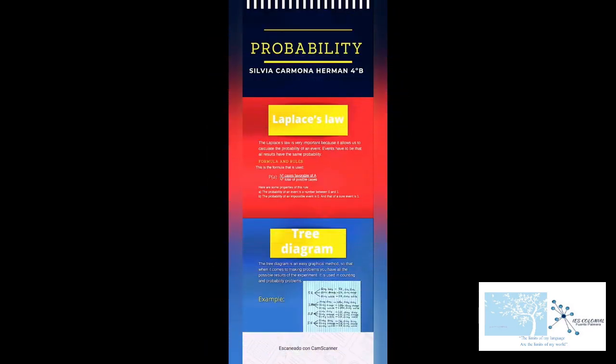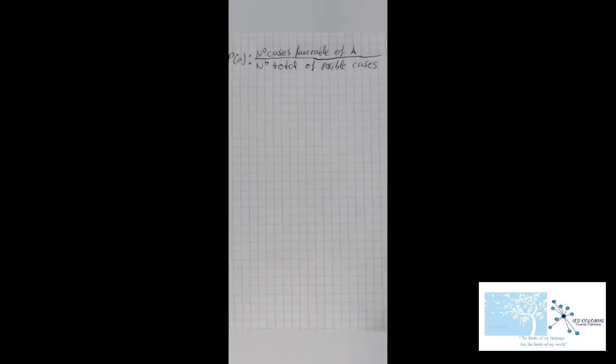Laplace's law. Laplace's law is very important because it allows us to calculate the probability of an event. Events have to be such that all results have the same probability. Formula and rules. This is the formula that is used. Here are some properties of this rule. This is the formula used for Laplace's law.